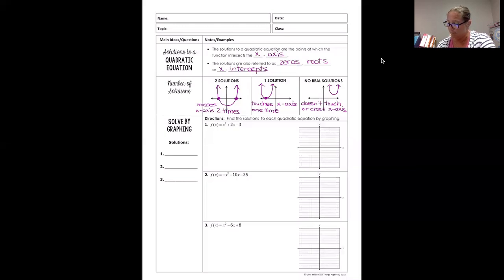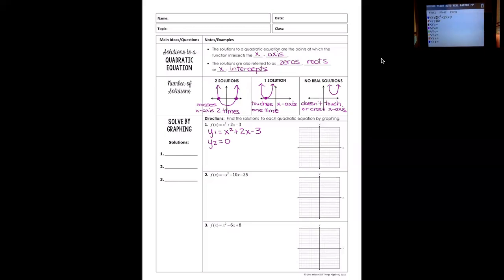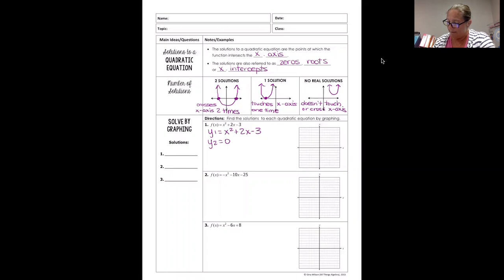So as we look at problem number 1, f of x equals x squared plus 2x plus 3, you are going to go to y equals, and in y1, you are going to type in your function, and in y2, you're going to type in 0. And it's very important that that 0 gets in there. Let me see if I can hold this up so you can see what that looks like. Then you're going to hit graph.